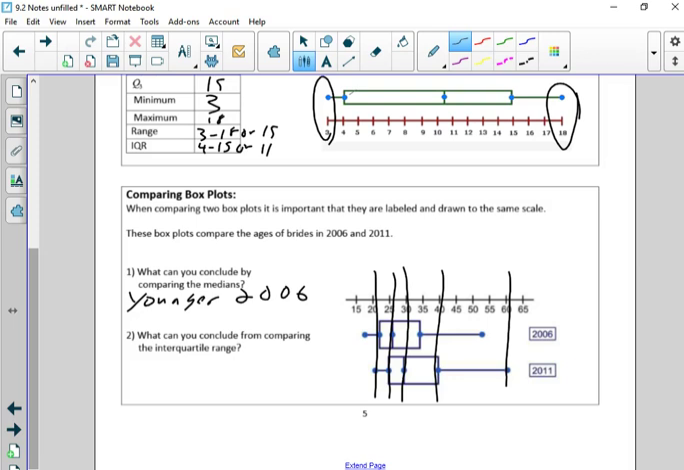Now it says, what can you conclude from comparing the interquartile range? Well, let's see what their interquartile range was here. It was like 21 to 35. And 25 to 40, about.